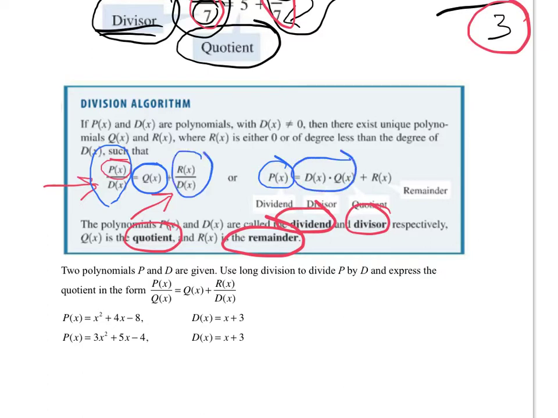And when you multiply this times d of x, those d of x's reduce to 1, leaves you with r of x. And so that means you can write your polynomial as a product of the divisor and the quotient, and then just add on the remainder. And that's really how you check your division problems anyway.